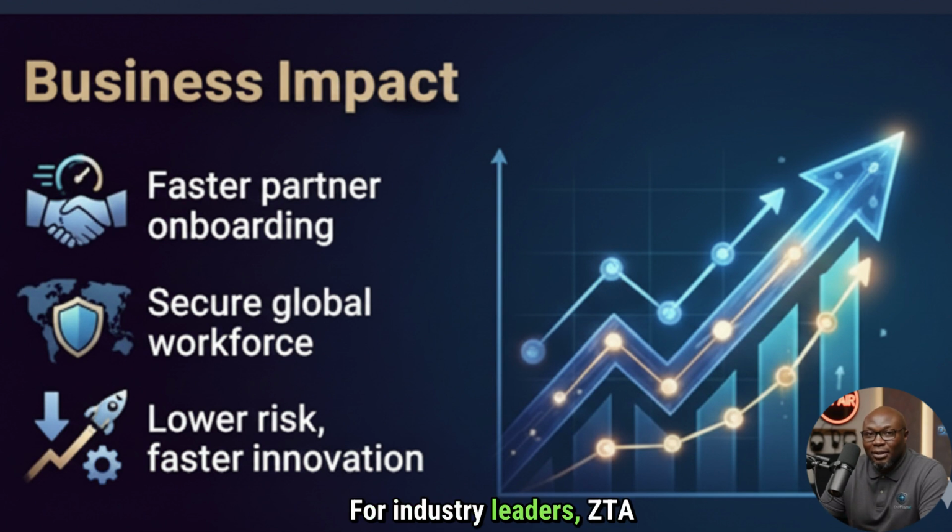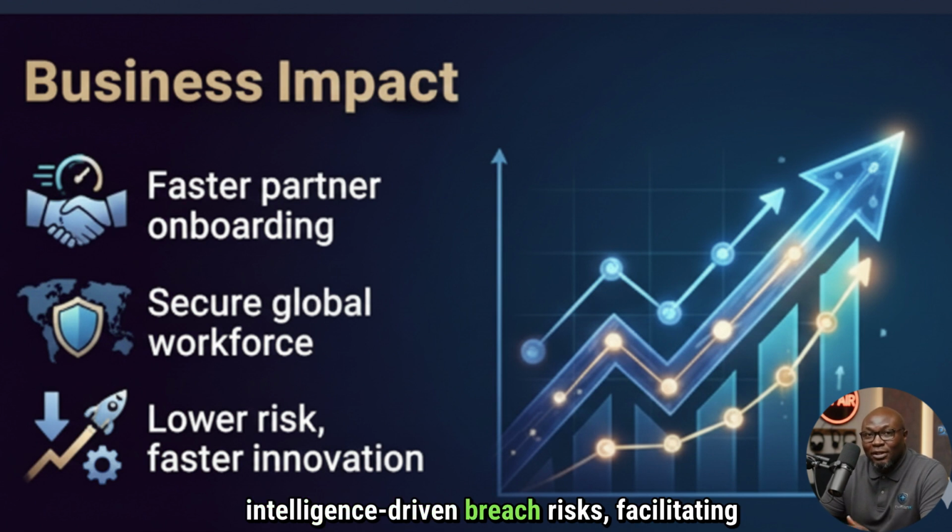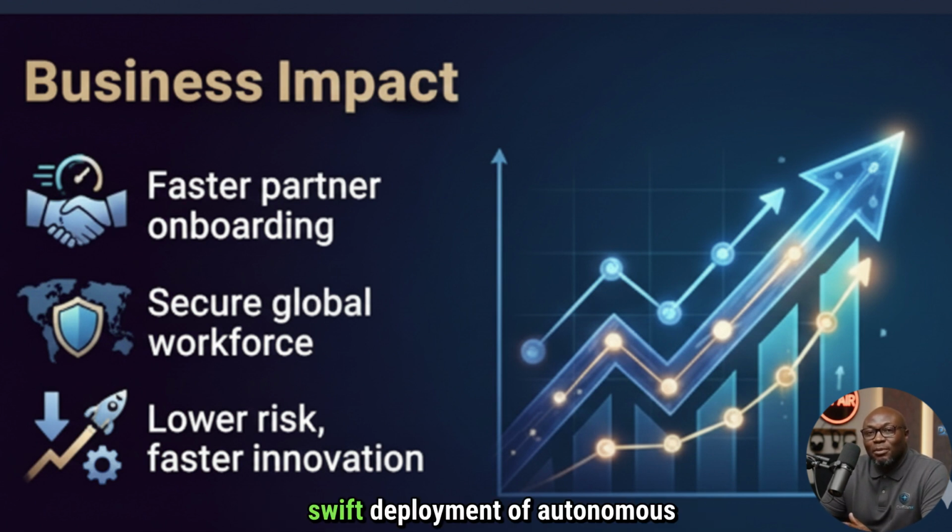For industry leaders, ZTA isn't just about stopping hackers. It's about enabling business velocity. Agile partnerships enable rapid onboarding of partners and vendors through identity-based trust, reducing time from weeks to hours. Global security supports a hybrid workforce with user-centric protection. Safe innovation minimizes artificial intelligence-driven breach risks, facilitating swift deployment of autonomous automation, enhancing business impact.